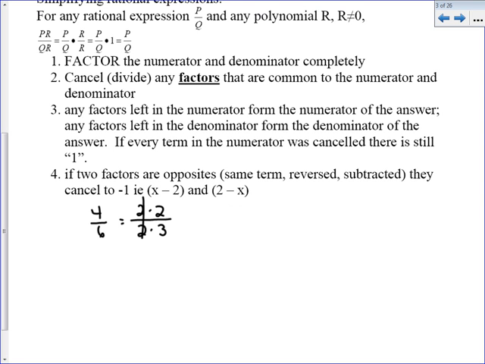So what you're really doing is canceling out or dividing out the 2 that occurs in the numerator and denominator, and that's how you get your 2/3. And we're going to do the same thing here, except we're going to have factors. Polynomial factors, not just numerical factors.